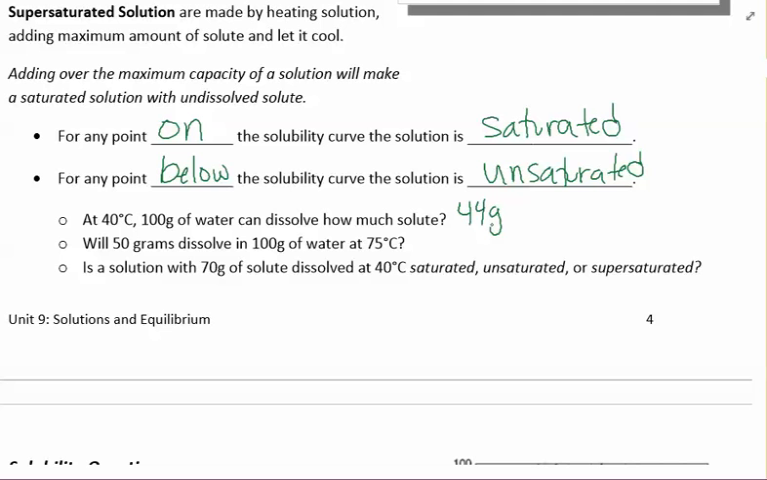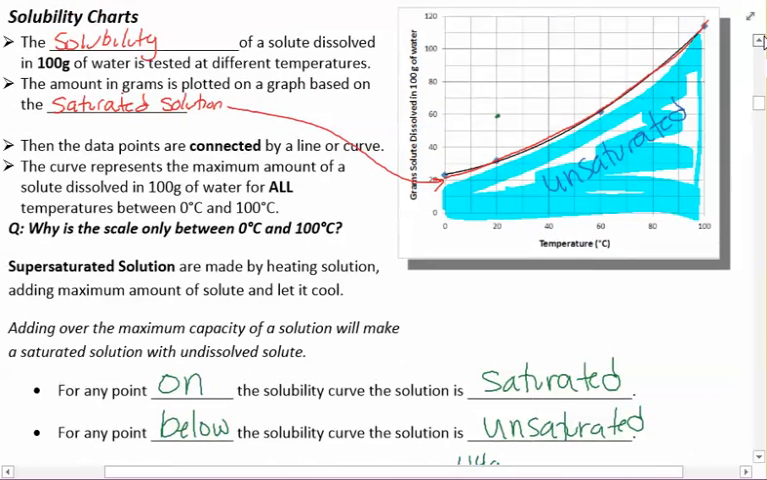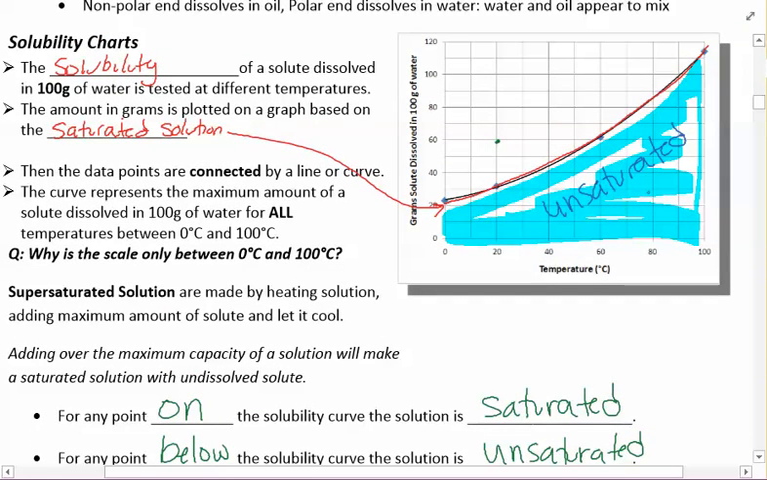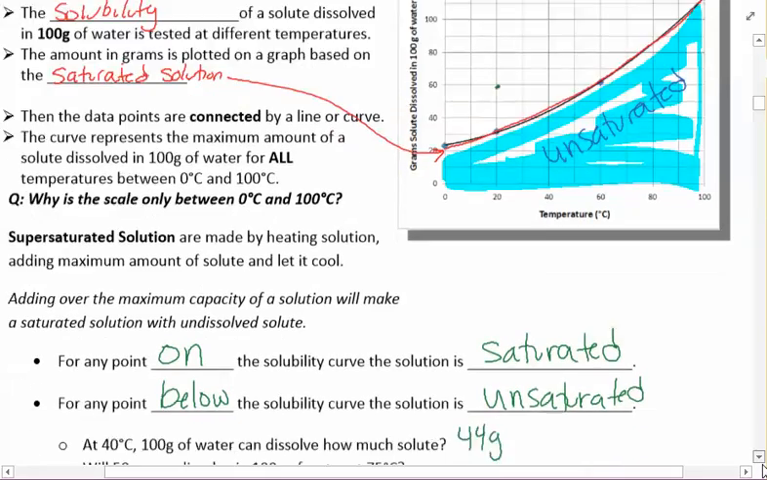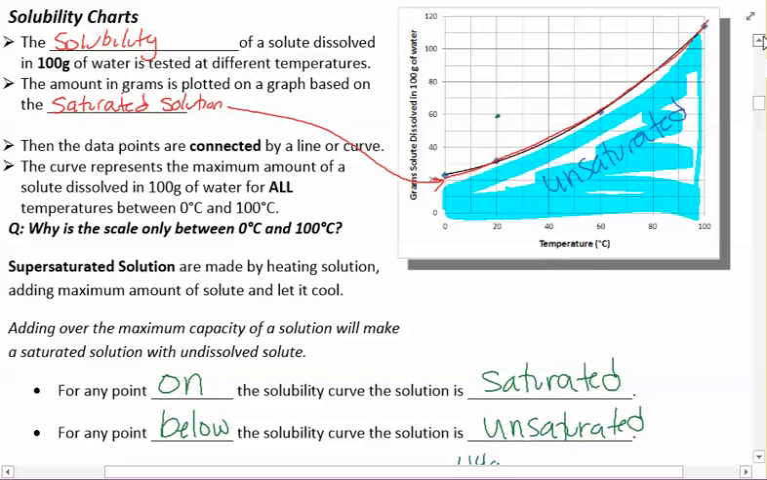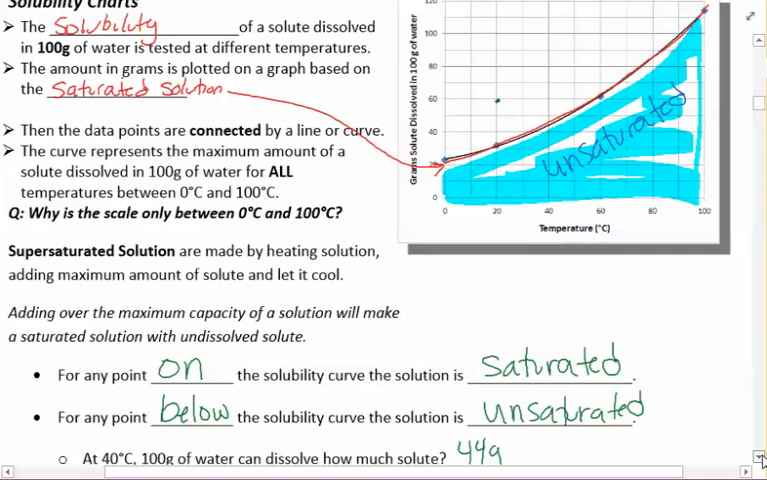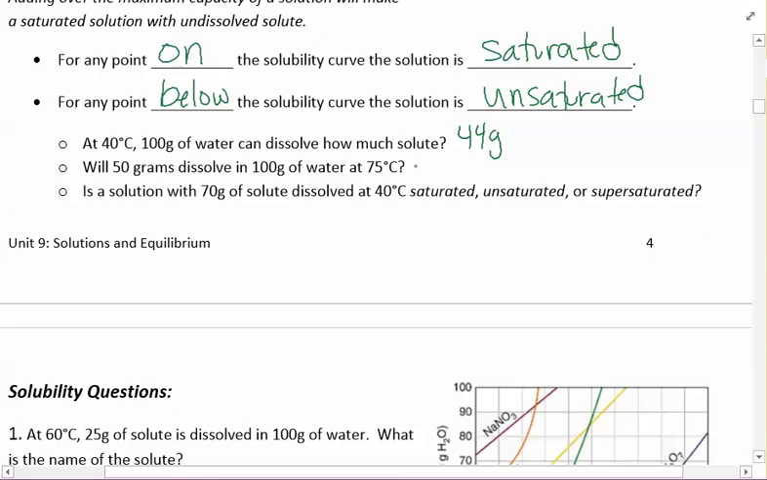Will 50 grams dissolve in 100 grams of water at 75 degrees Celsius? Again, you go to the graph, you find approximately 75 degrees Celsius and 50 grams, and it looks like it will pretty easily dissolve. At that point, 75 and 50, you can probably dissolve up to 80. So you would say yes, it can dissolve up to 80 grams.